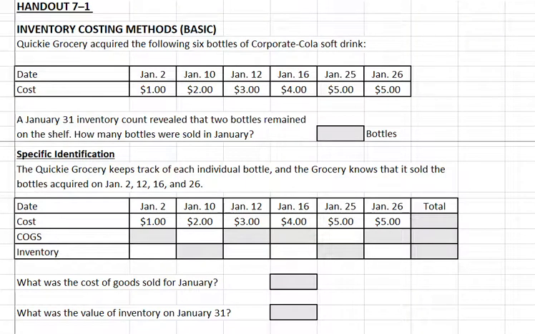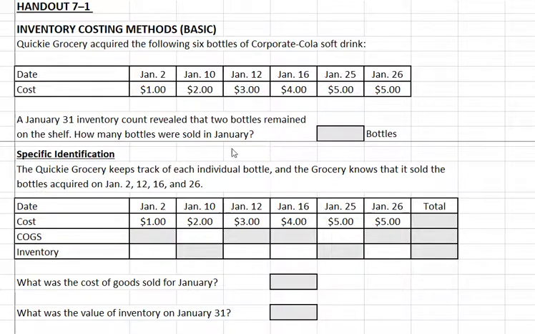In this video, we're going to walk through Handout 7-1 that covers the four different basic inventory valuation methods: the specific identification method, the FIFO method, the LIFO method, and the weighted average method. We're told that Quickie Grocery acquired the following 6 bottles of corporate cola soft drink.